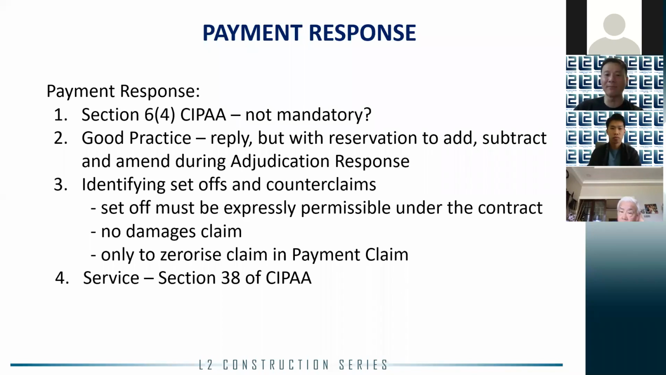In CIPAA, it is very pro-claimants, unfortunately. It is pro-contractors, it is pro-consultants, it is pro-subcontractors. So if you have a counterclaim that is more than the claim in the payment claim, unfortunately, you can only zeroize the claim. You cannot get more than that. If you want to get more than that, then you have to start an arbitration. Now, the good thing is that if you win, you will of course be compensated with the costs that you have incurred in defending the payment claim or in CIPAA. Again, when you serve the payment response, take cognizance of the service modes as set out in Section 38, which I've already elaborated earlier. Now, I've done my part in relation to payment claim and payment response.